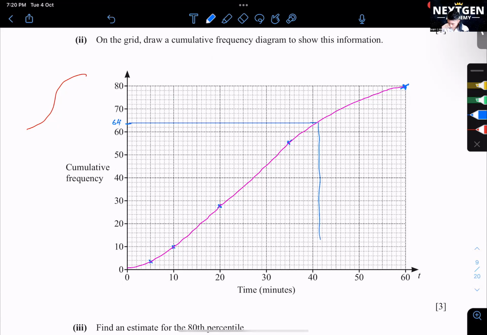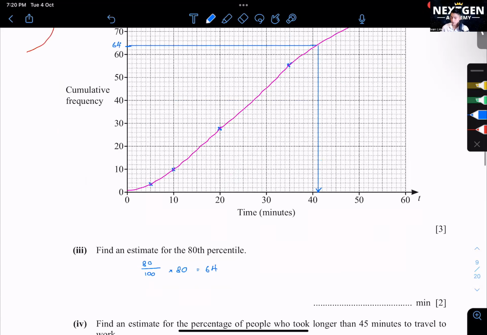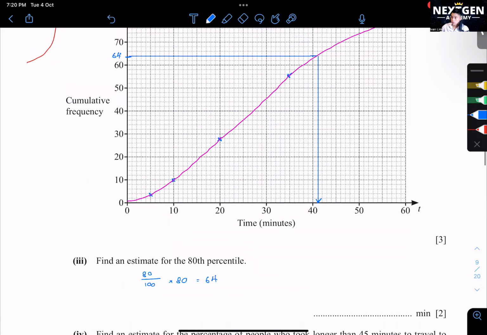Based on my graph, I got about 42. But you see, the other graph that I gave you all is around 40, right? So the time is equal to 42 minutes. Sorry, this is 41 because the scale for X is 1. One box is 1.